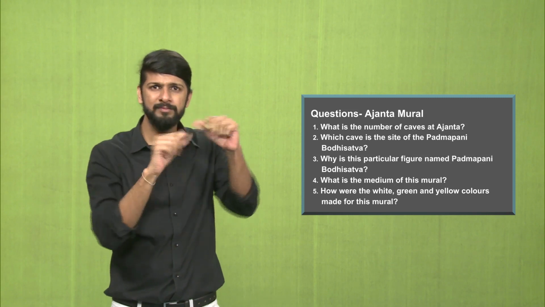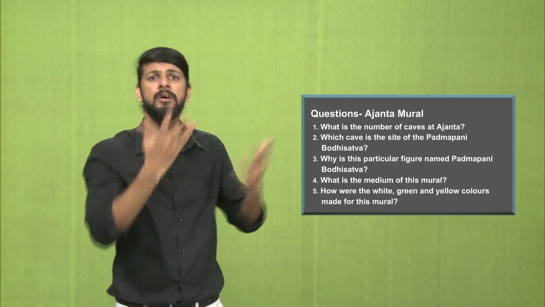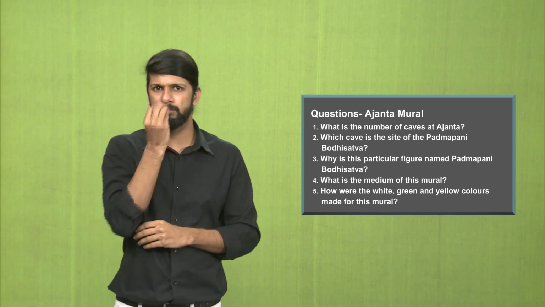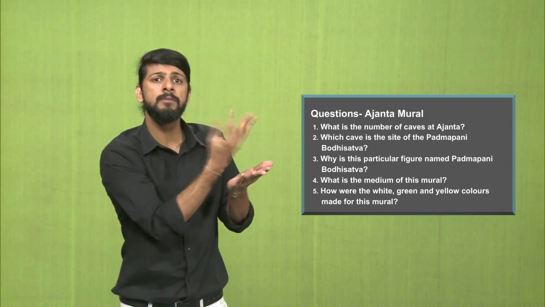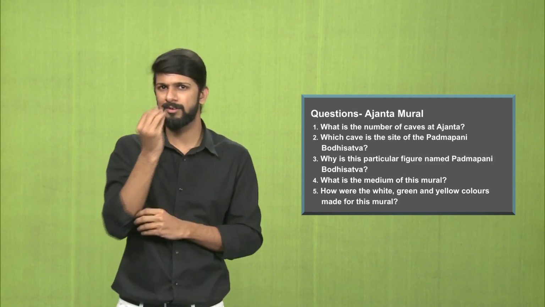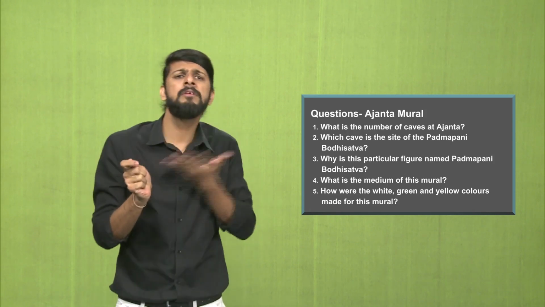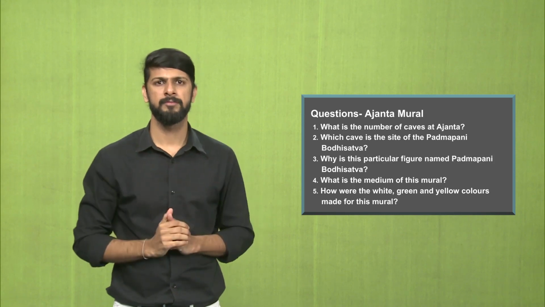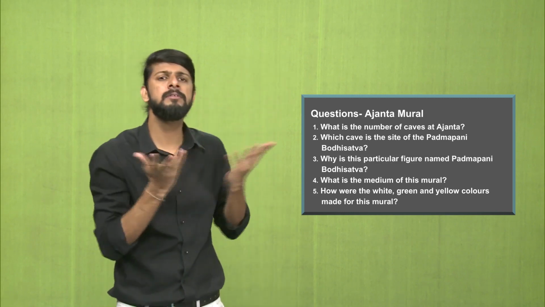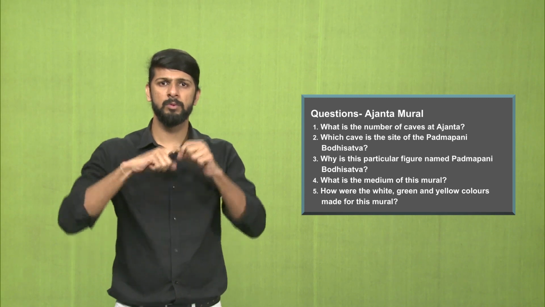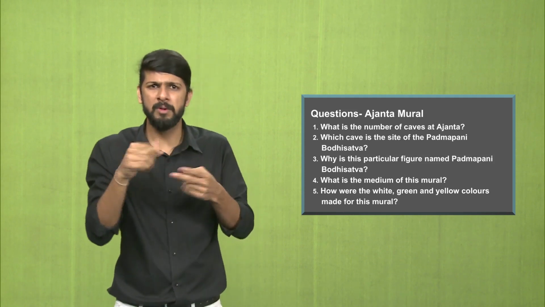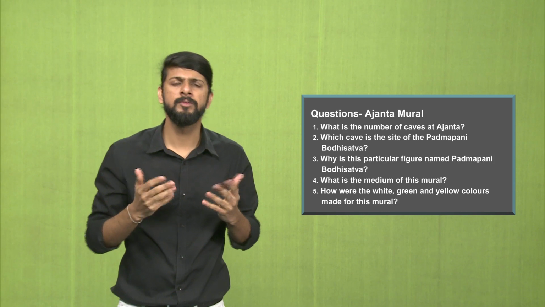Questions related to the Ajanta mural. What is the number of caves at Ajanta? Question number 2. Which cave is the site of the Padmapani Bodhisattva? Question number 3. Why is this particular figure named Padmapani Bodhisattva? Question number 4. What is the medium of this mural? Question number 5. How were the colors white, green and yellow made for this mural?